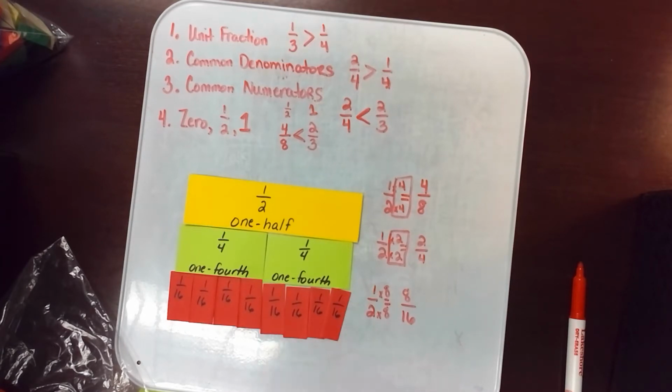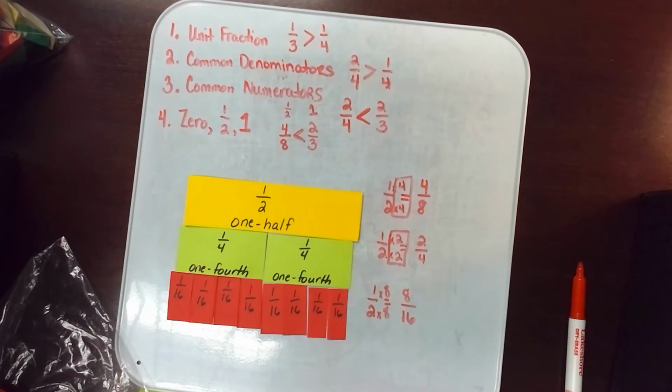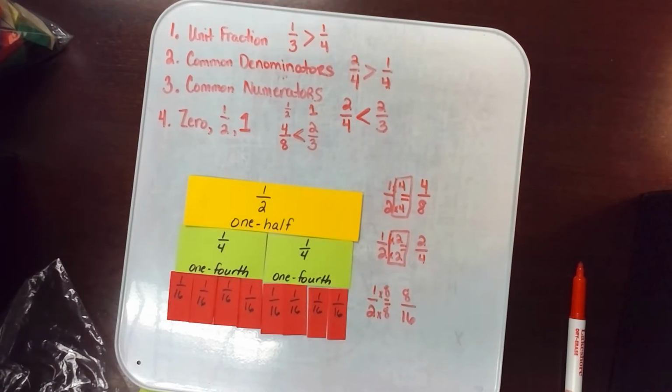All right, so I put my 16ths there. Do I have 8 of them? 1, 2, 3, 4, 5, 6, 7, 8. I do. So you know what? I think this rule makes sense, that anytime I multiply a fraction by the same number in the numerator and the denominator, it creates an equivalent fraction, okay?